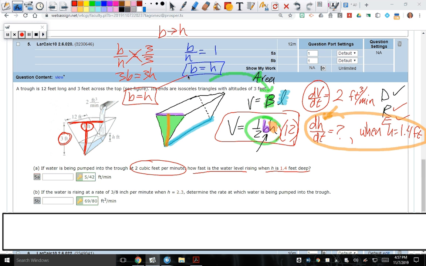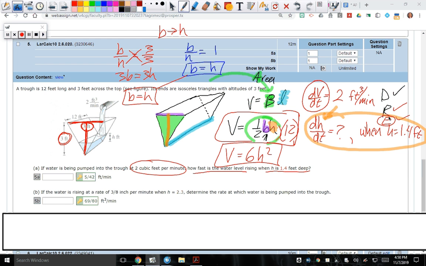So if B is H, then I can go over here where there used to be a B, and I can now put an H. So that I will have H squared times 1/2 times 12, which would be 6H squared is B. So this is the simplified form of this equation that we were trying to get. Now we're ready to derive.